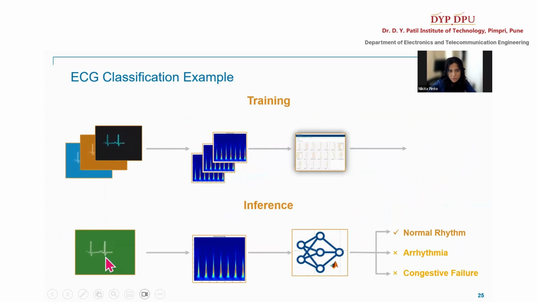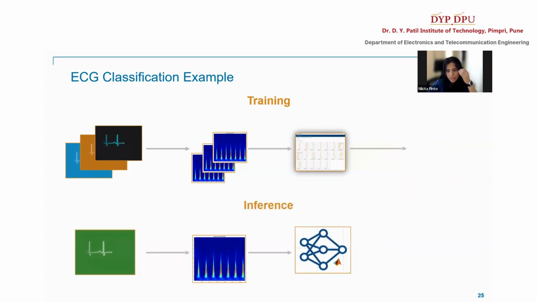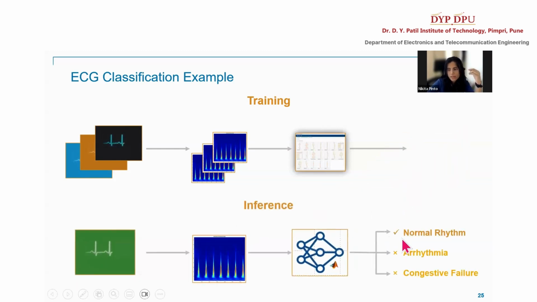Now, how do I actually use it? I take a new signal, I compute its scalogram, and I pass it to that trained network. So that network which I had trained, I now bring it here, pass in new data, and it will do the classification for me.